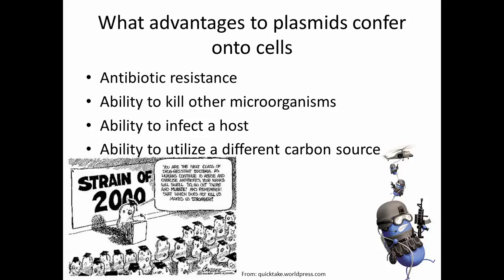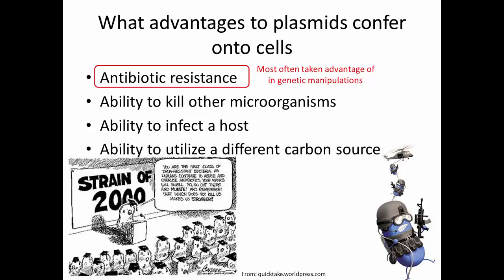They have the ability to infect a host. They can confer the ability to persist in a host also. They can also confer the ability to utilize a different carbon source. In one case, there's a plasmid that is found in some bacteria that gives them the ability to use carbon dioxide as a carbon source. Antibiotic resistance, however, is the most often talked about, and we most often take advantage of it in genetic manipulations, especially if we are trying to create organisms in biotechnology.